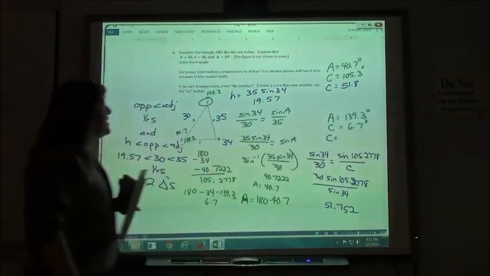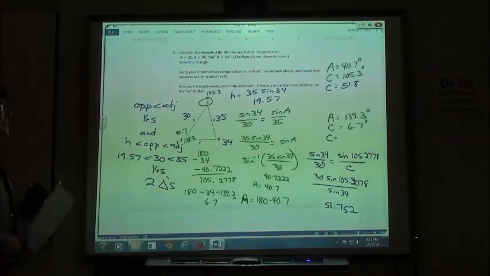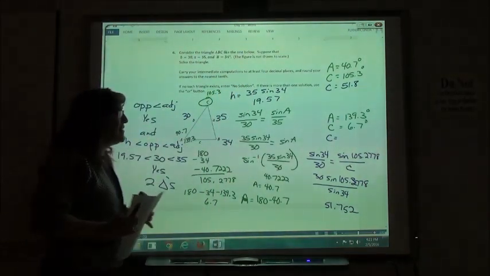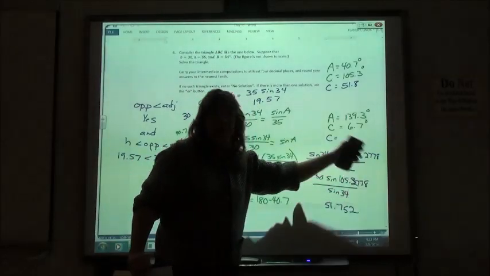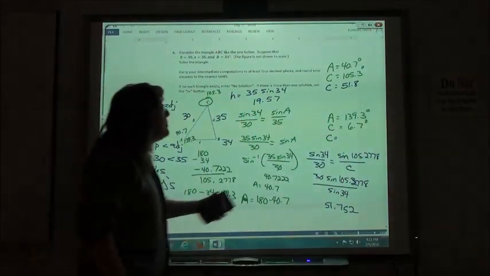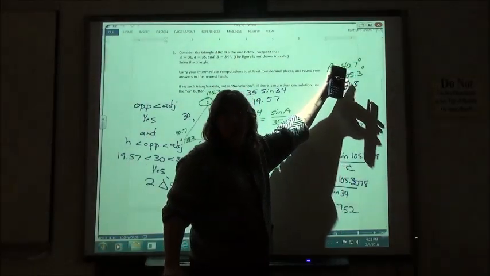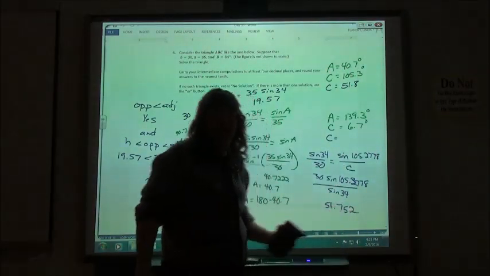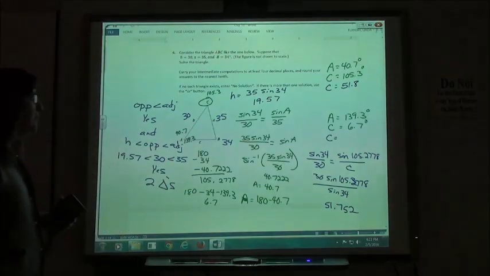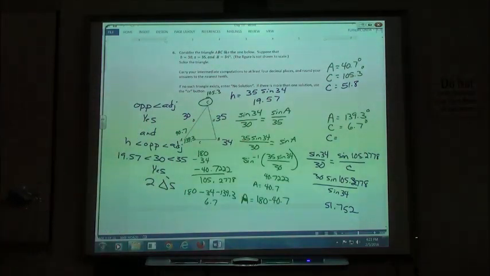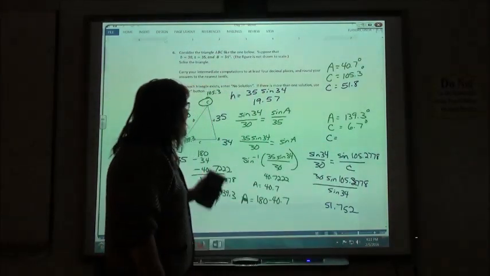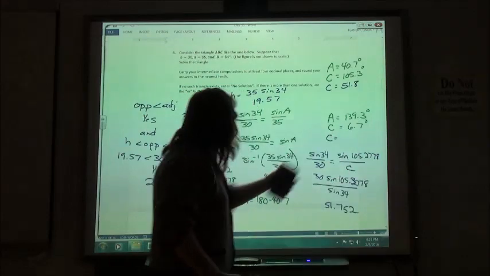So a good lesson to be learned there is when it tells you to carry your computations to 4 decimal places, make sure you do that when you're doing your work, because if I use my rounded off answer, even though that's what the answer is I'm going to enter in, I get a little bit of rounding issues. And so I would have put in 51.7. It would have said I was wrong because it really should have been 51.8 because of the rounding. So we still need to find C over here.